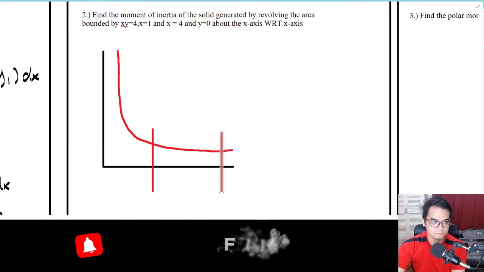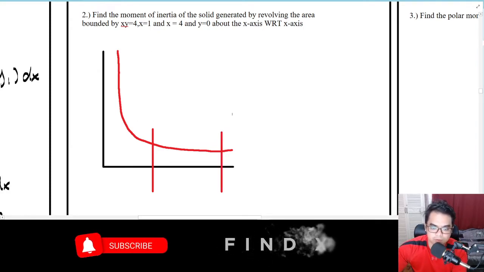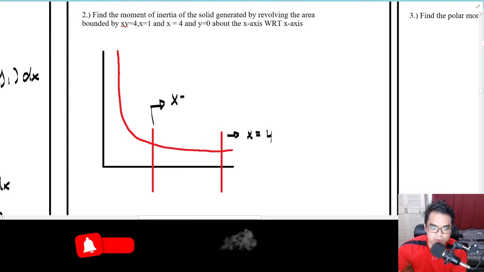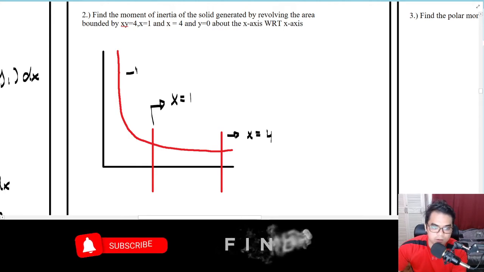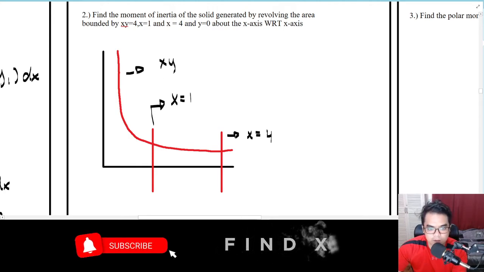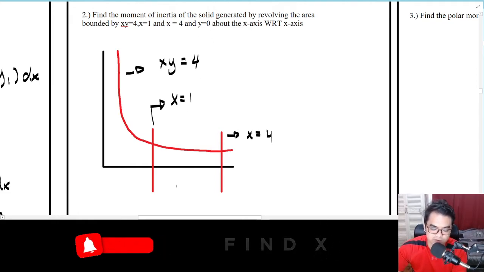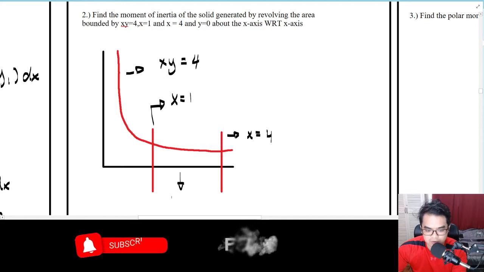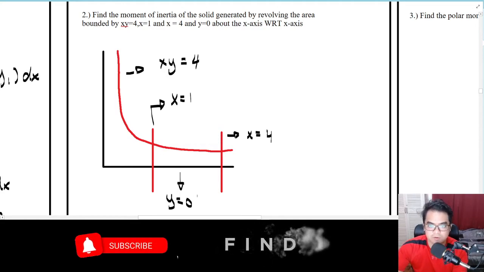Okay. So this will be x equal to 4, and then this one will be your x equal to 1. And then this curve is your xy equal to 4, and then y equal to 0 is obviously just the x-axis. Okay. So this is your y equal to 0.